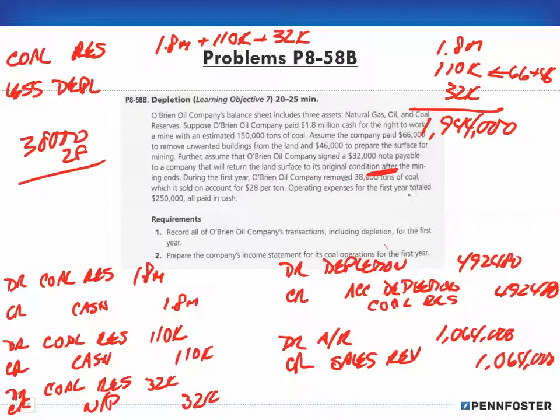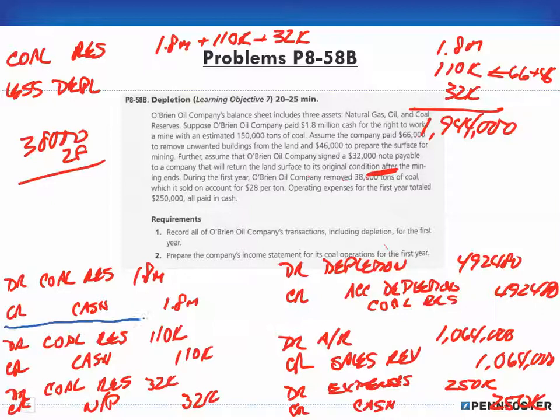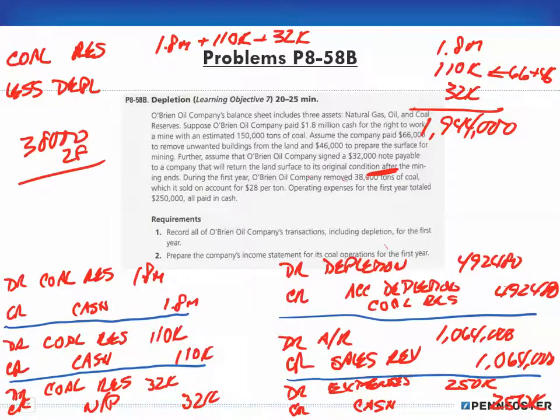And then lastly, it says operating expenses for the first year totaled $250,000, all paid in cash. Well, I'm going to debit my expenses for $250,000, and I'm going to credit cash for $250,000. Okay, so those are my journal entries. All right, pause the video, write them down. Okay, so I have 6 journal entries.